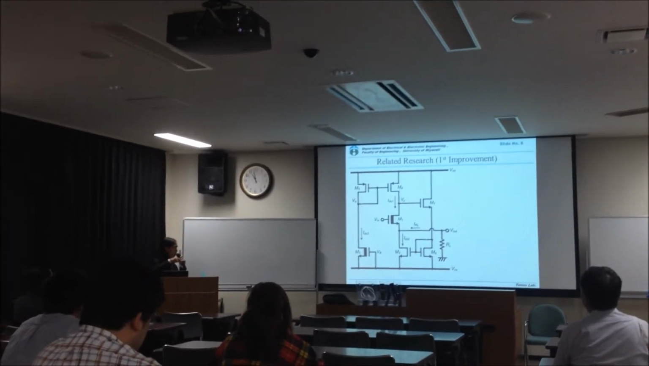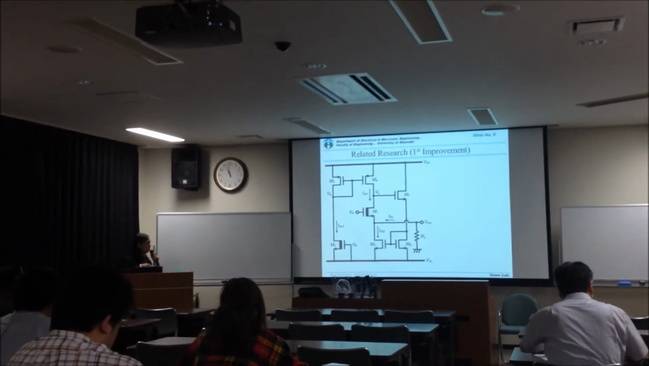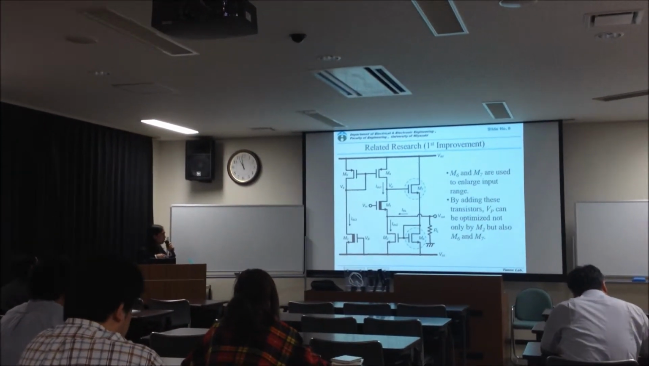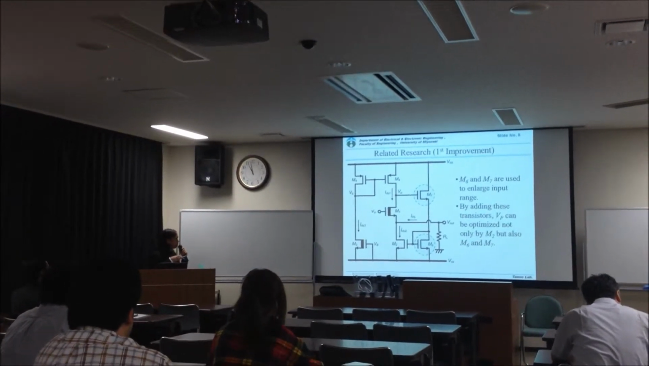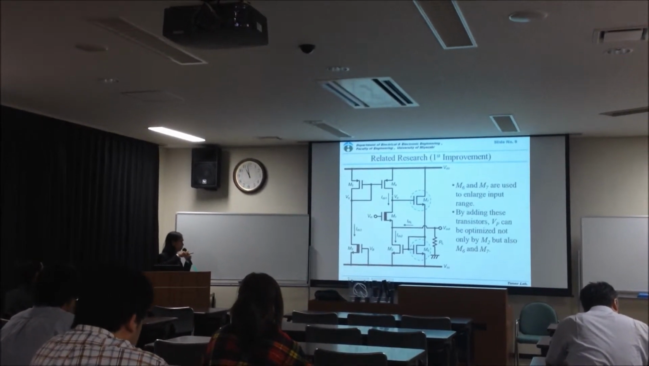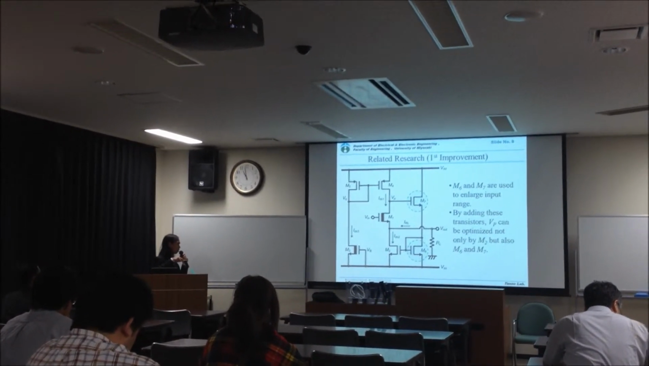Add two transistors M6 and M7 here, and use depletion MOSFET here. M6 and M7 are used to enlarge the input range, because by using M6 and M7, VT here can be optimized not only by M2 but also by M6 and M7.